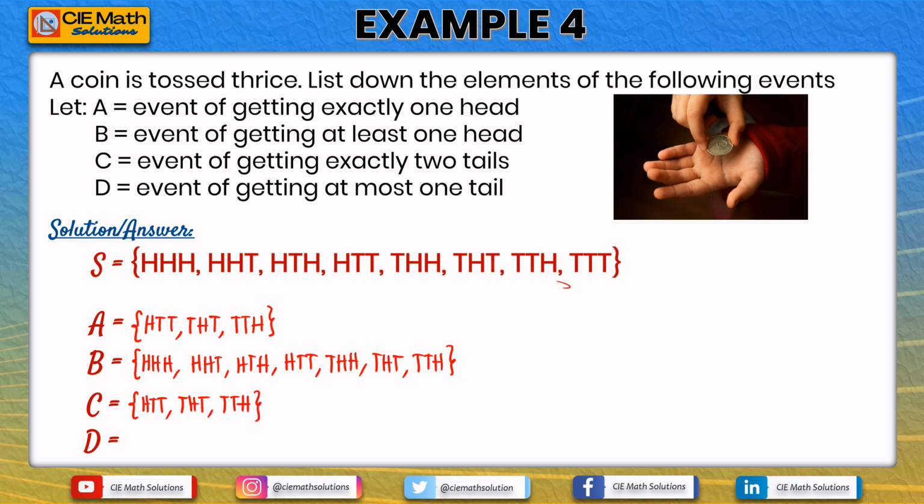Event D. Event D is the event of getting at most one tail. Again, when I say at most one tail, the maximum number of tails is 1. So it could either be 0 tail or 1 tail.